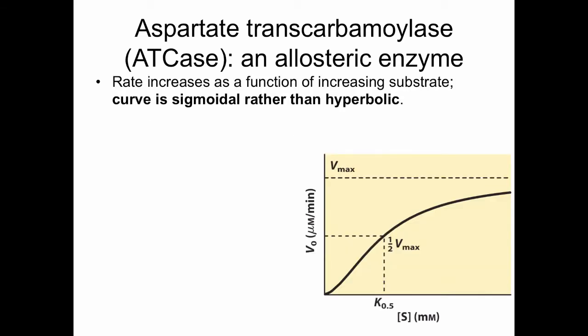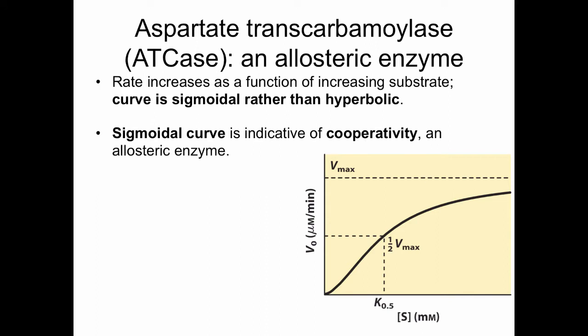ATCase is an allosteric enzyme where the rate increases as a function of increasing substrate. This results in an initial velocity curve that is sigmoidal rather than hyperbolic at increasing concentrations of substrate. And so the sigmoidal curve is indicative of cooperative behavior of the enzyme. This is a very distinguishing characteristic of an allosteric enzyme.